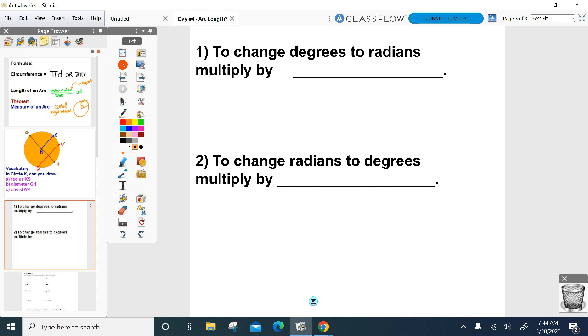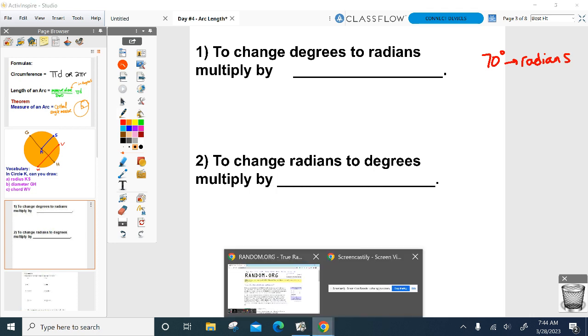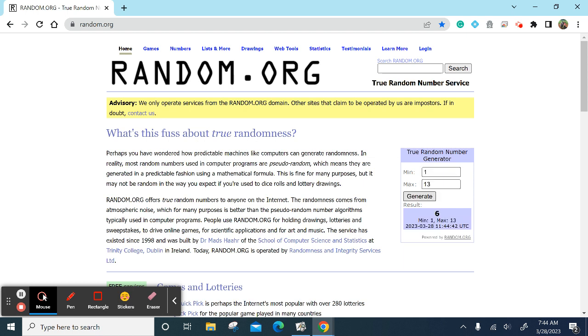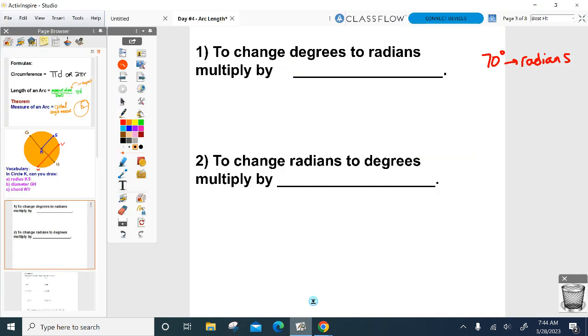So I have degrees and I want to go to radians. For instance, I have 70 degrees and I want to turn it into radians. What am I going to have to multiply by? What's that conversion? Pi over 180. Good. Perfect. And we always like to leave it in terms of pi. I don't want to see the long decimal on your calculator. Leave it in terms of pi.